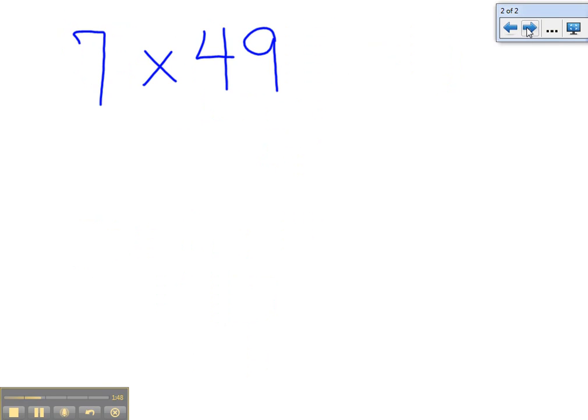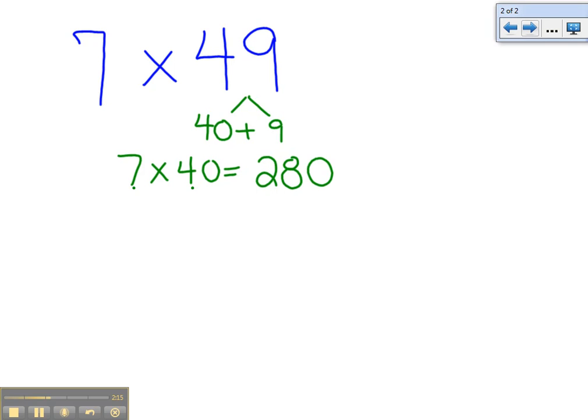We also learned about the distributive property. The distributive property shows me a way of doing harder multiplication problems in my head. I can split 49 into 40 and a 9, because 40 plus 9 equals 49. Now I'm going to have two separate multiplication problems. I have 40 times 7. Well, this is something I can do in my head. 7 times 4 is 28, and I need to add a 0 behind that. I can also do 7 times 9 in my head, because I have that multiplication memorized. So 7 times 9 equals 63.